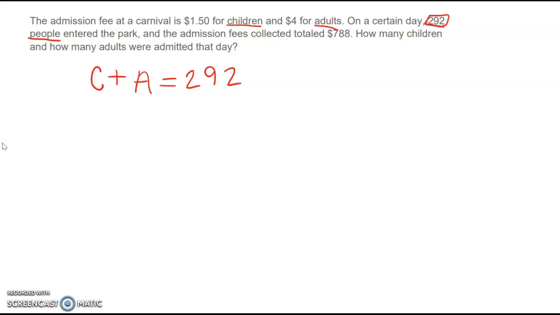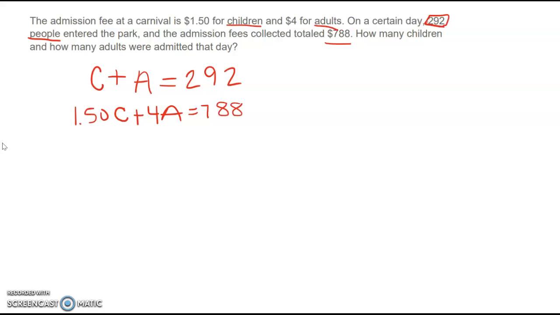So we're going to have $1.50. We know we're going to earn that for each child plus $4 for each adult. So that's the total amount brought in if we add these two together. And they tell us in the problem that the total amount equals 788.